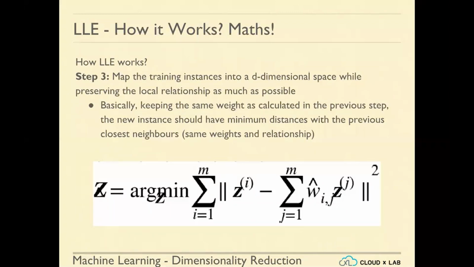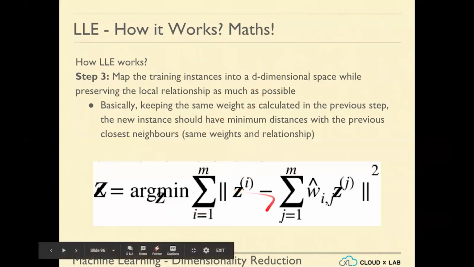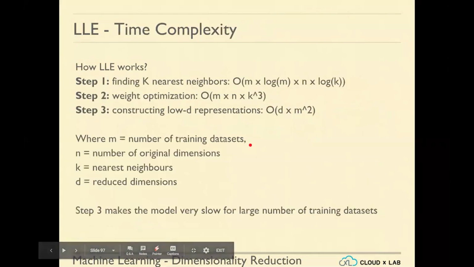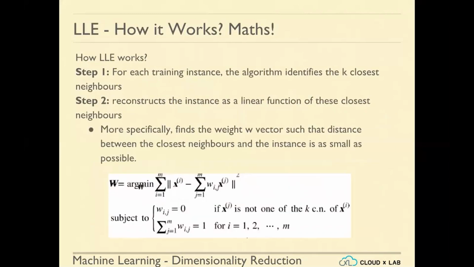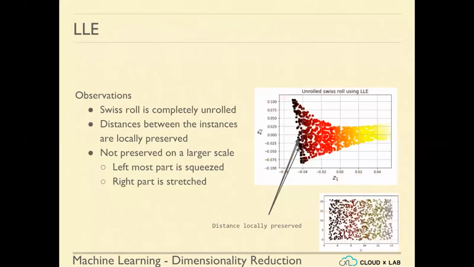So that's what is happening here. We are mapping that xi to zi such that the distance between original relationships and new relationships should be minimized. That's what is happening. Okay. So I hope theoretically you got the idea of LLE, right?